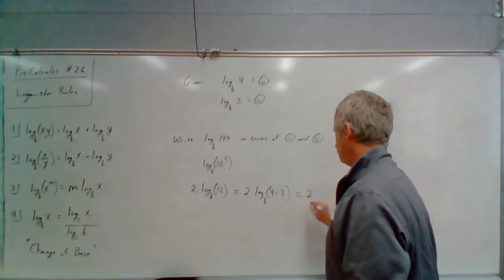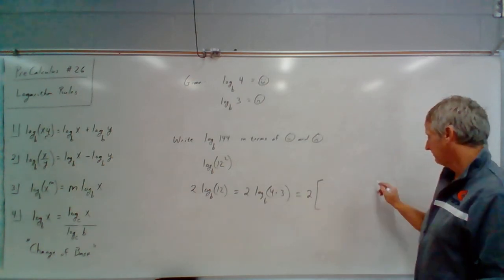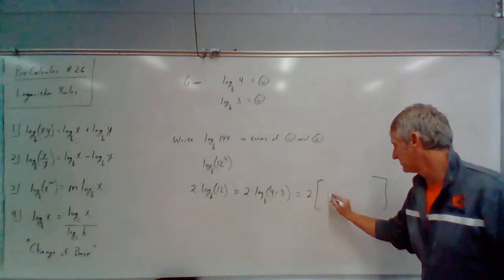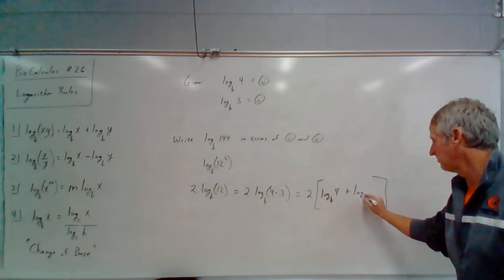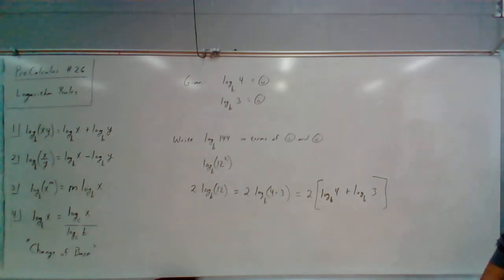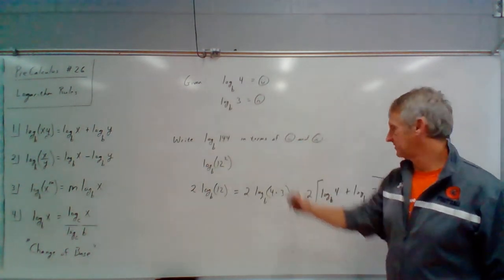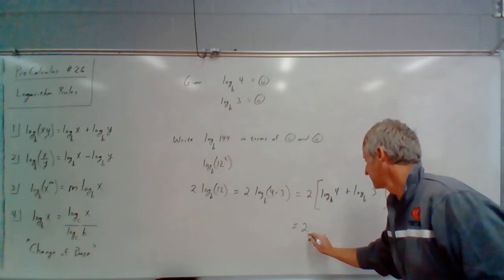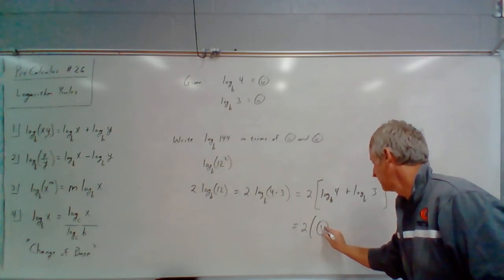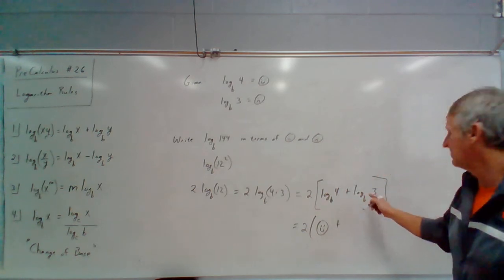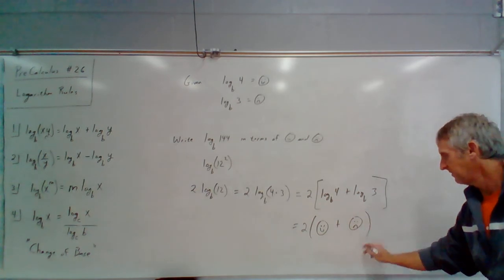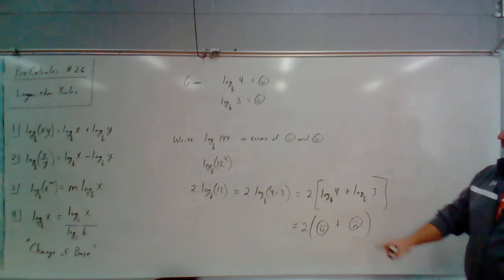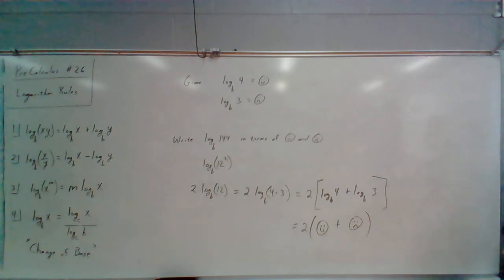So I'll have 2 times log base b of 4 plus log base b of 3. Log base b of 4 is smiley, so I'll have 2 times smiley plus log base b of 3 is frowny. So I've rewritten log base b of 144 in terms of smiley and frowny.